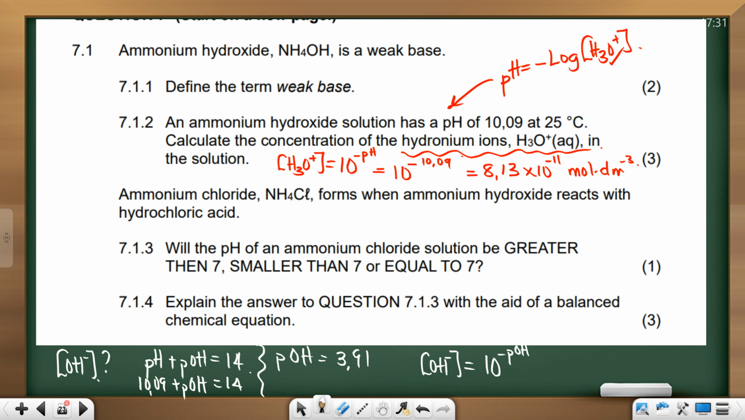I am working from pH. So what would that give me? 10 to the power negative what? 3,91. Guys, it is the same formula we are manipulating over and over again. Just, if it's for pOH, we're talking about OH. What is it here? 1,23 times 10 to the power. Don't forget your unit.